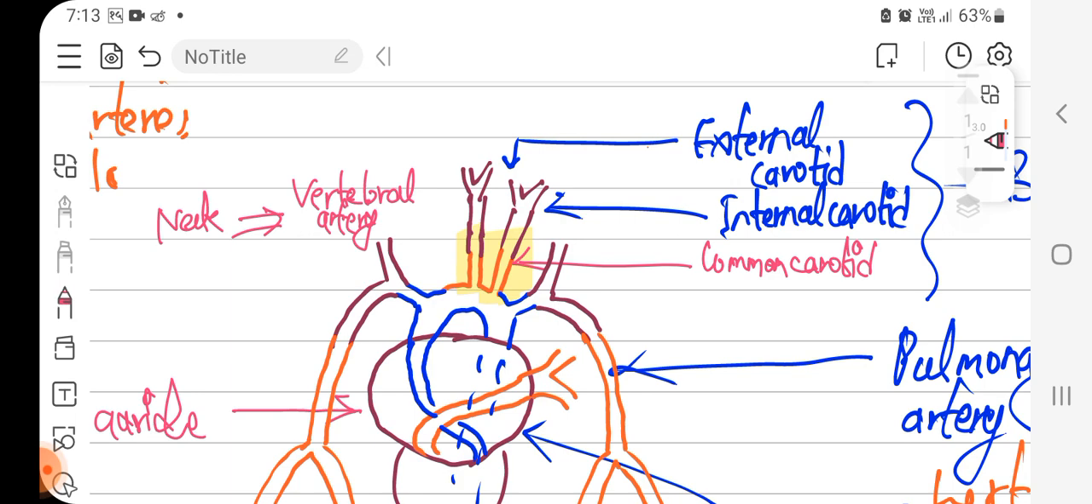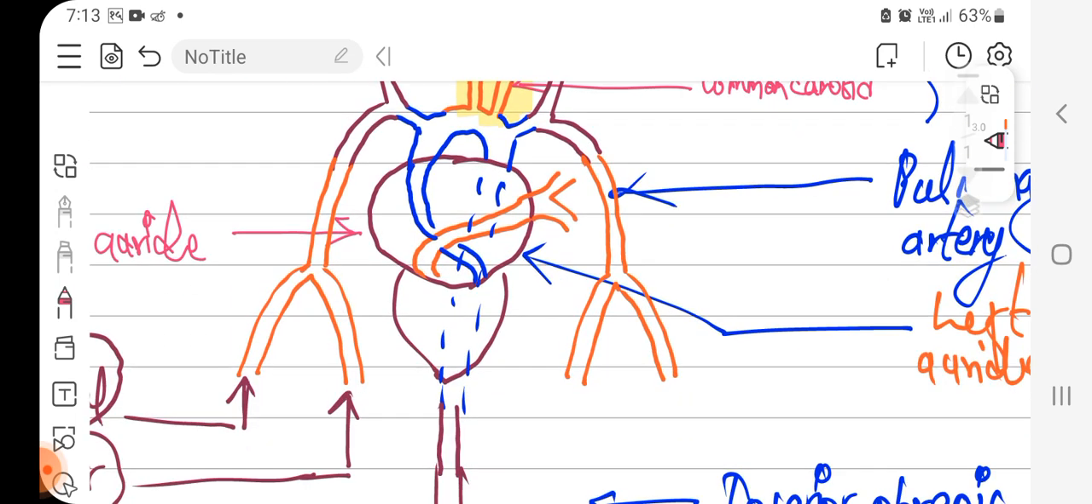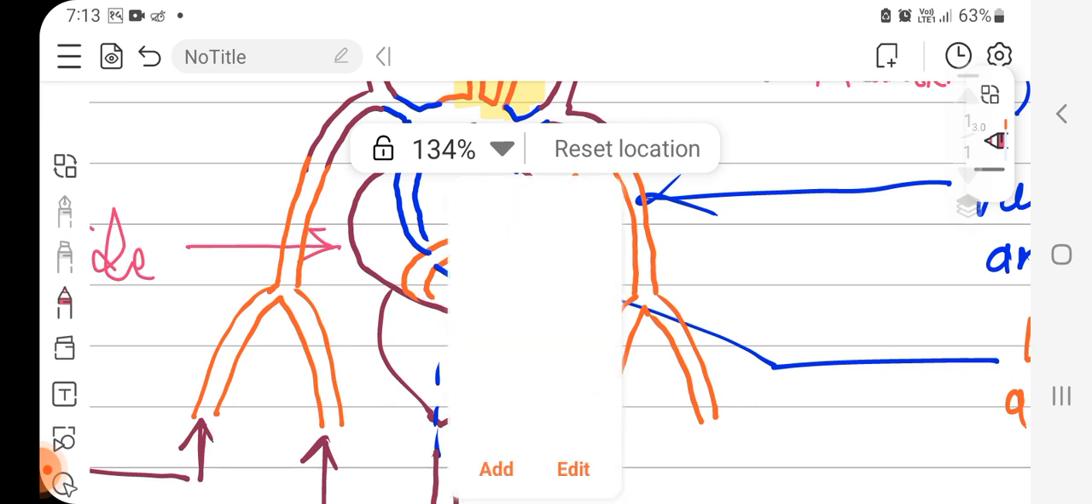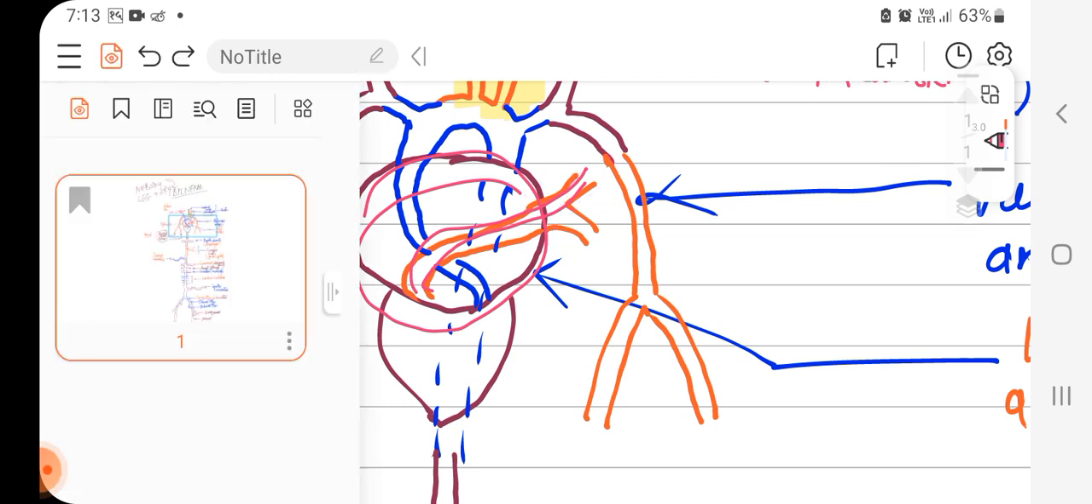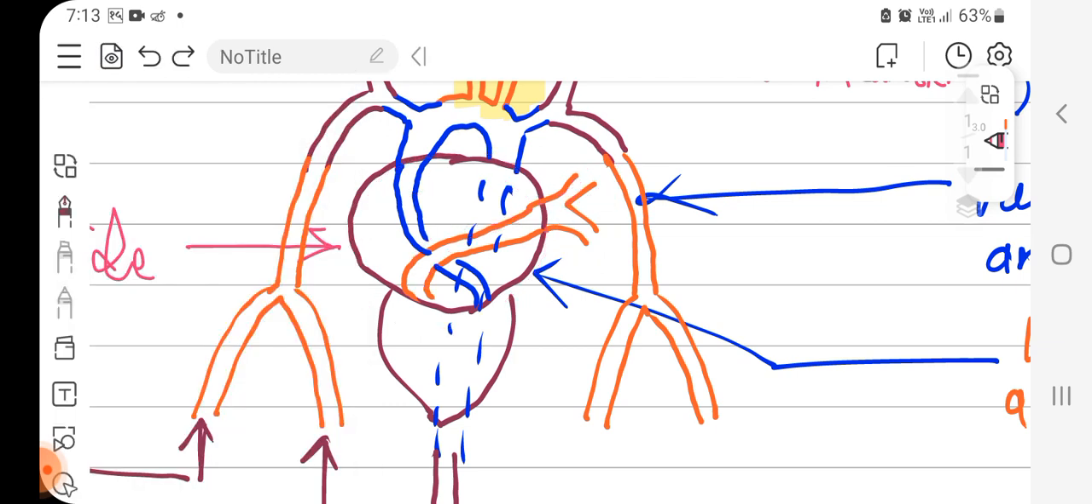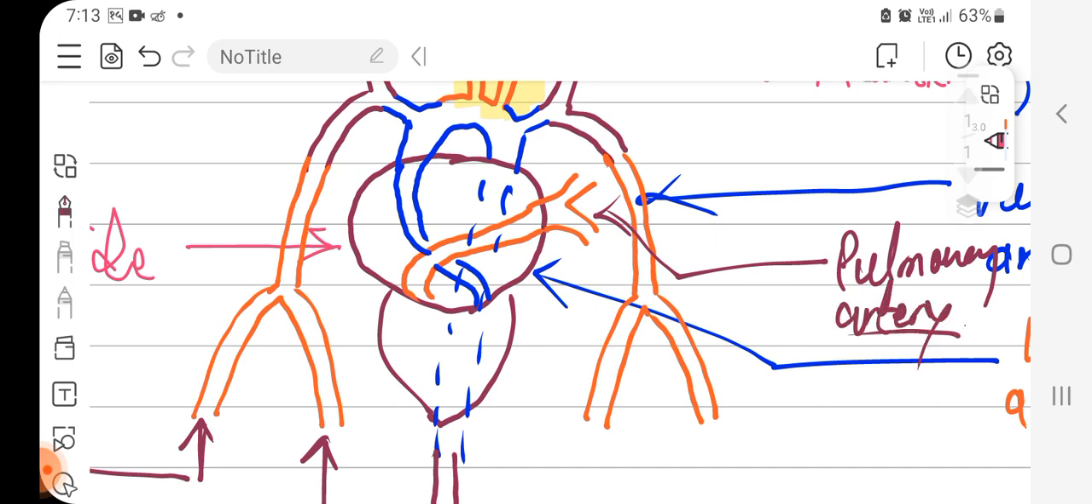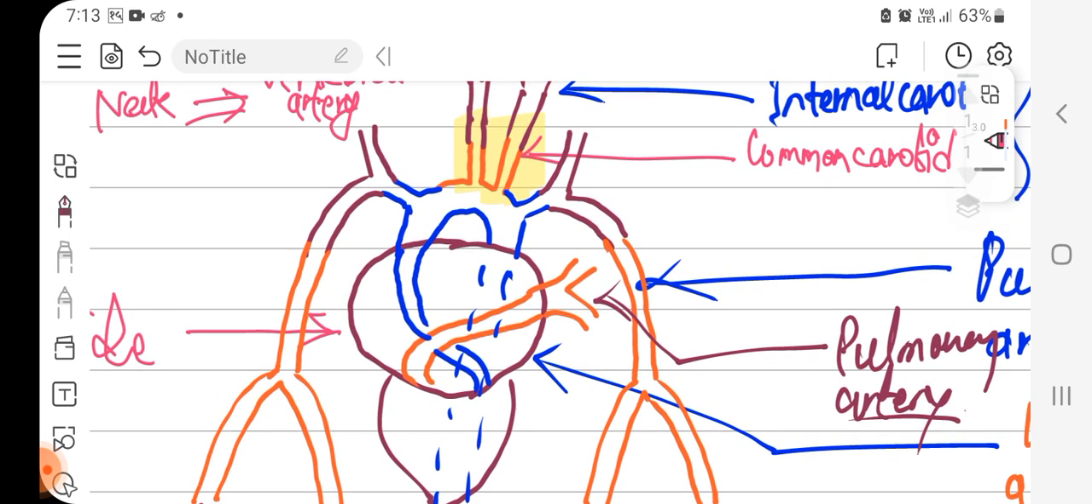First, we have moved through different parts, like we have started from the heart. We have started from this part by making the pulmonary artery. This is the pulmonary artery. I think I forgot to name it. Let me name it. This is the pulmonary artery. I hope you know this pulmonary spelling. I am not really clear. Let's see, pulmonary artery.